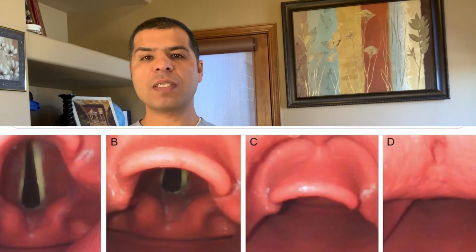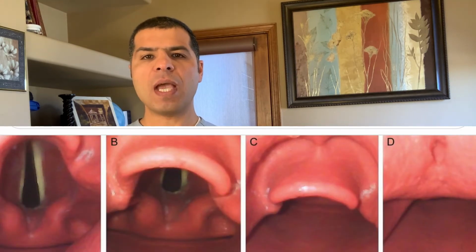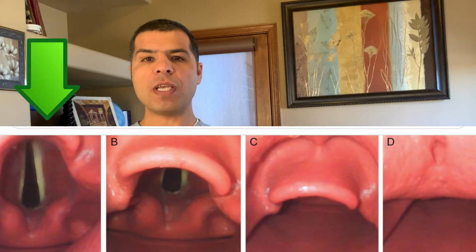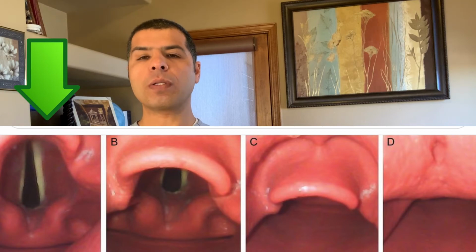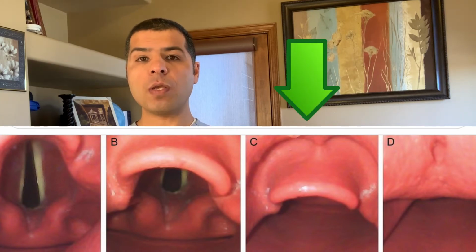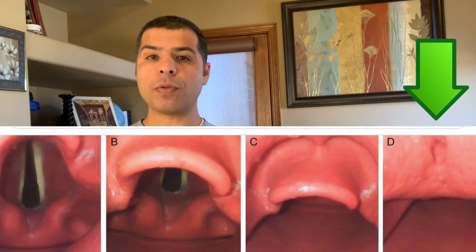And how easy it is to visualize the vocal cords usually has a grading system. This grading system, I think, is called the Cormack-Lehane system, and it's made of 4 grades. Grade 1, it's very easy to see the vocal cords and the glottis. Grade 2, you only see the posterior portion of the vocal cords and the glottis. Grade 3, you only see the epiglottis. In grade 4, you see neither the epiglottis nor the glottis.